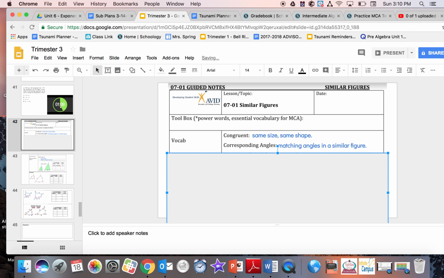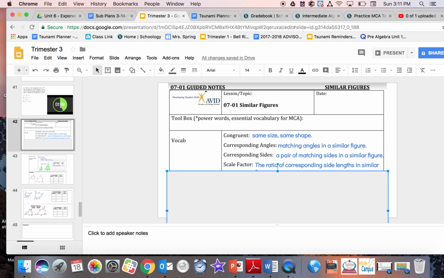Next word, corresponding angles. Corresponding angles are matching angles in a similar figure. Along with corresponding angles, similar figures have corresponding sides, and that is a pair of matching sides in a similar figure. Those sides are proportional. They're not exactly the same, they're not congruent, they are not identical, but they are proportional. So we talk a lot about scale factor and using the same ratio or proportion to either enlarge or make a shape smaller so that the sides are still corresponding, but they're not exactly identical to the original shape.